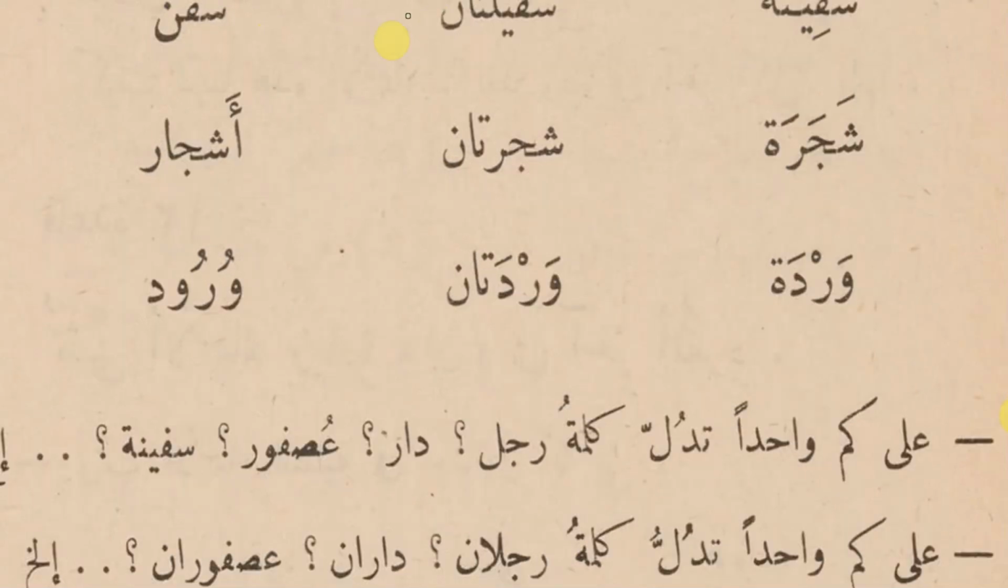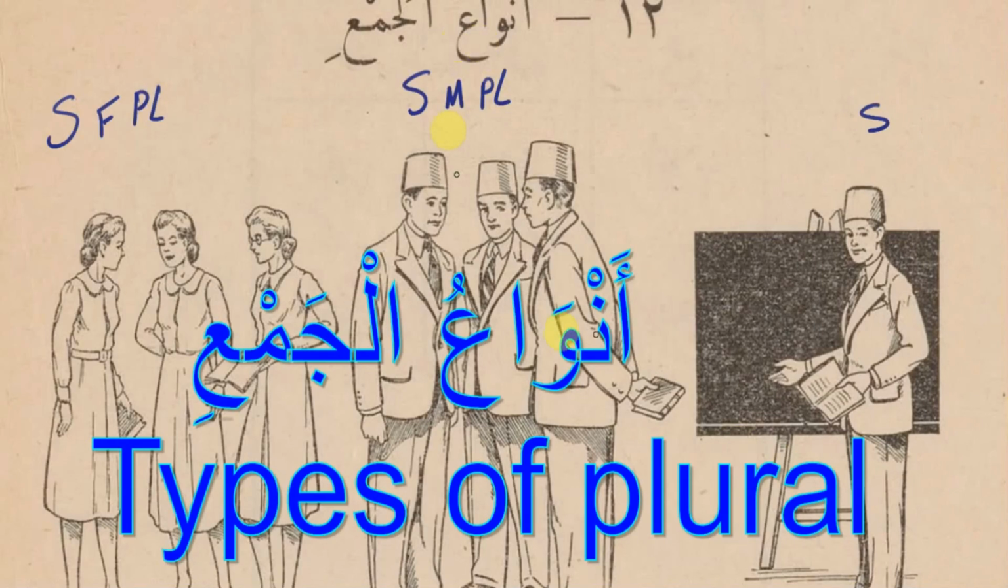Now for the second one, which is the masculine plural, notice here this is the types of plural, أنواع الجمع. Here is the singular, a person, 1 person. Here you have the men, teachers. So sound masculine plural, and it's usually an adjective describing a group of men or boys. This is معلم, this is معلمون, and the sound feminine plural is معلمات.